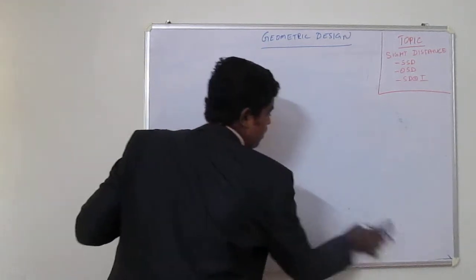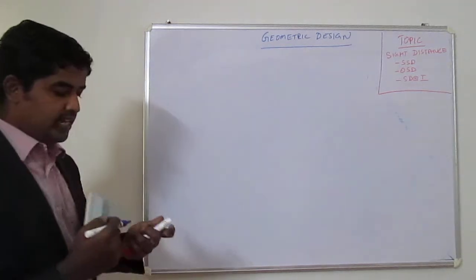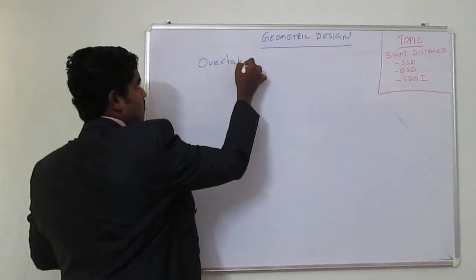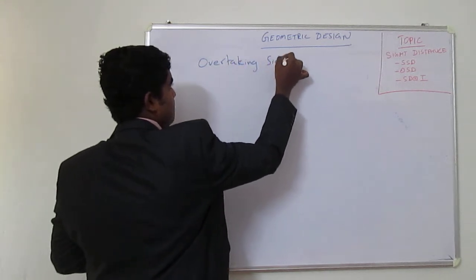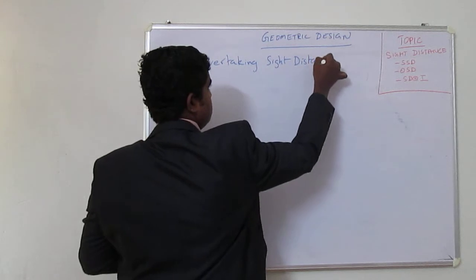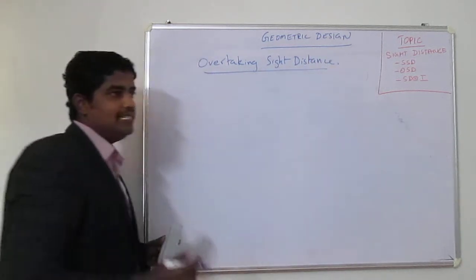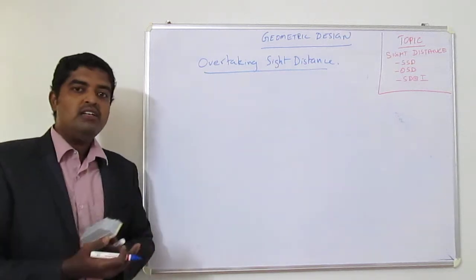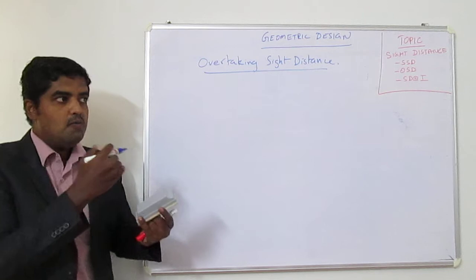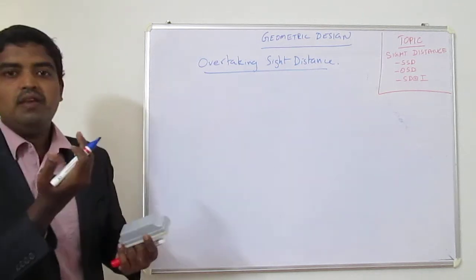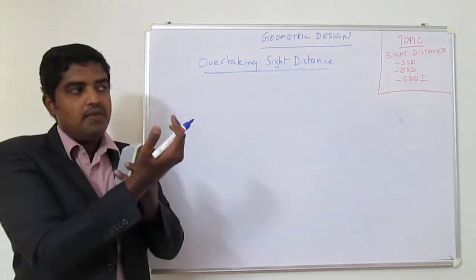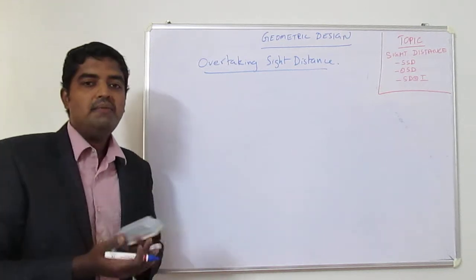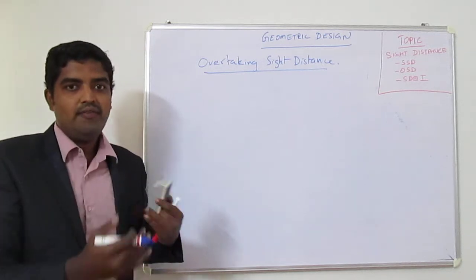Next we will move on to the overtaking sight distance. Overtaking sight distance is nothing but how much distance can be seen while overtaking a slower vehicle. So how much distance can you see for the oncoming vehicle, so that it will be safe to overtake a particular vehicle? What will be the distance required for safely overtaking?